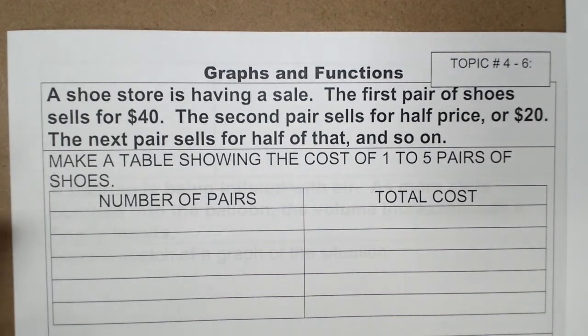So, first example, a shoe store is having a sale. First pair of shoes sells for $40. The second pair sells for half price or $20.